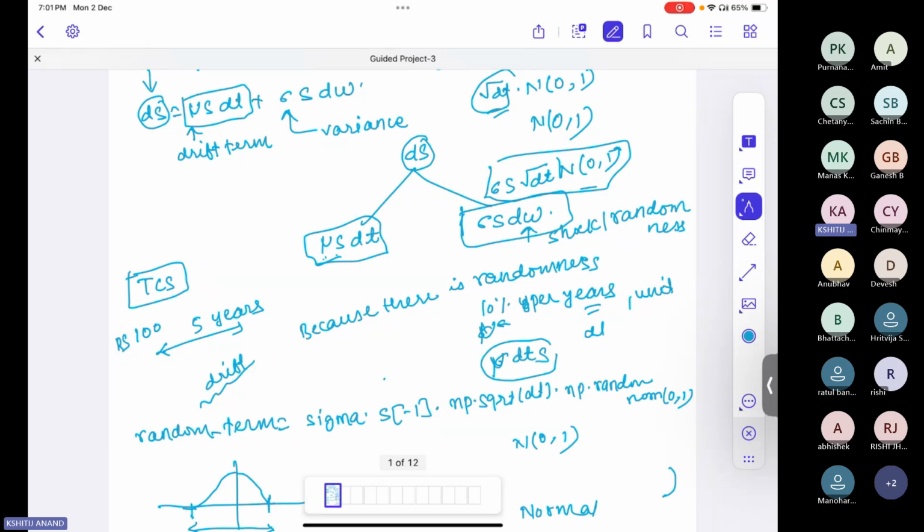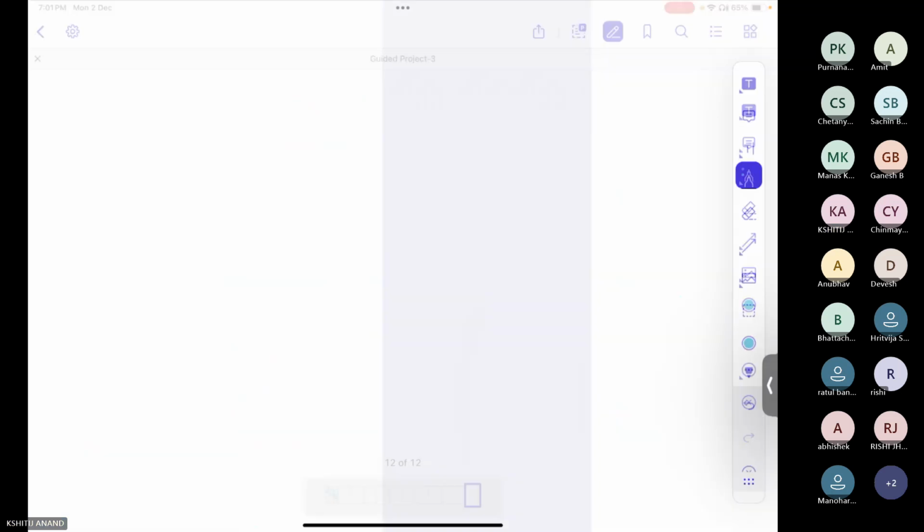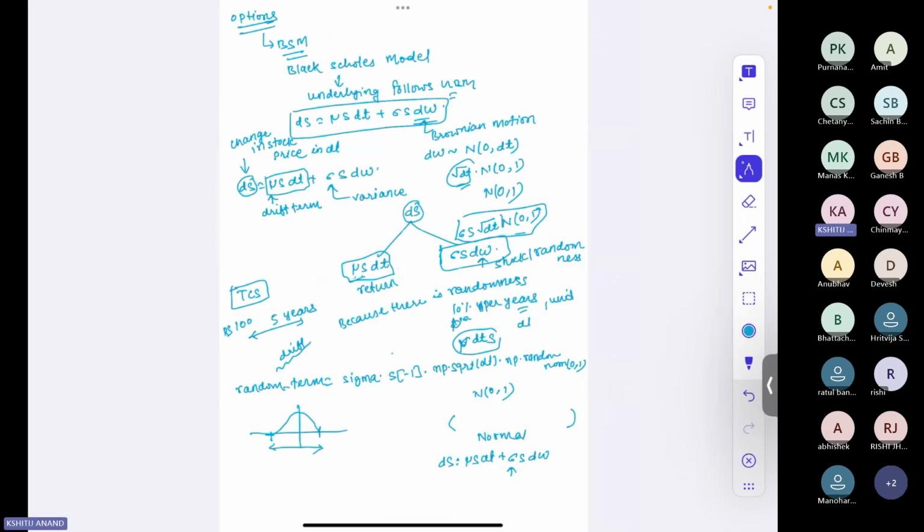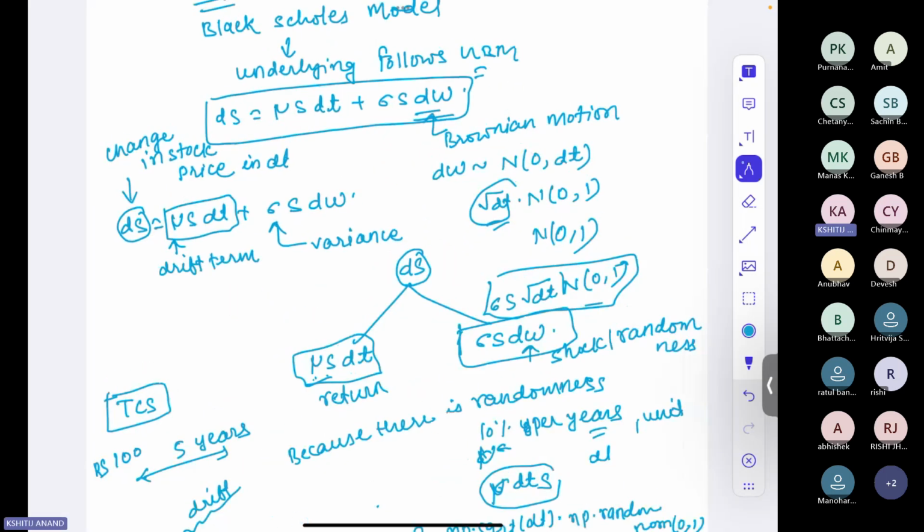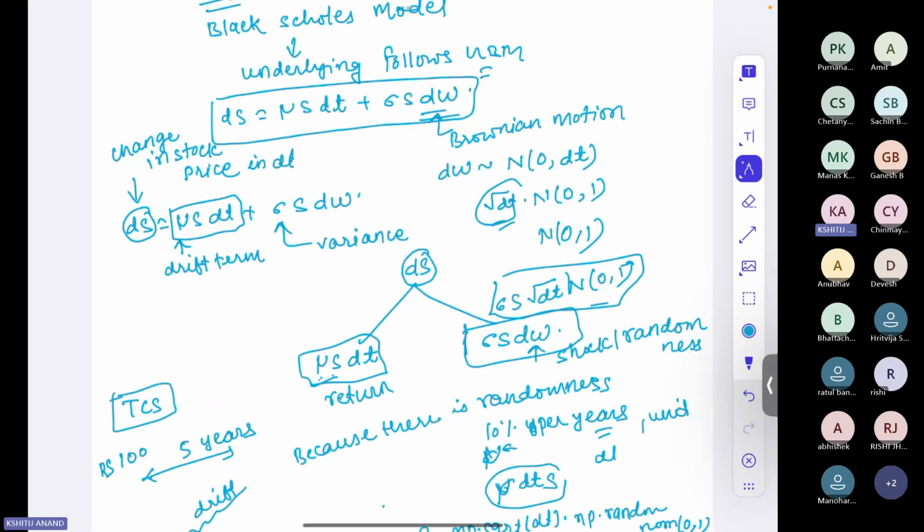Same goes for the randomness term. Its derivation is quite simple. It is based on the thought of the return part, the natural, fundamental part, and the randomness part. So you must understand where this is coming from. Many times you might be noticing this equation, dS is equal to mu S dt plus sigma S dW, but now you should understand how this equation comes about, and what its intuitive meaning is.